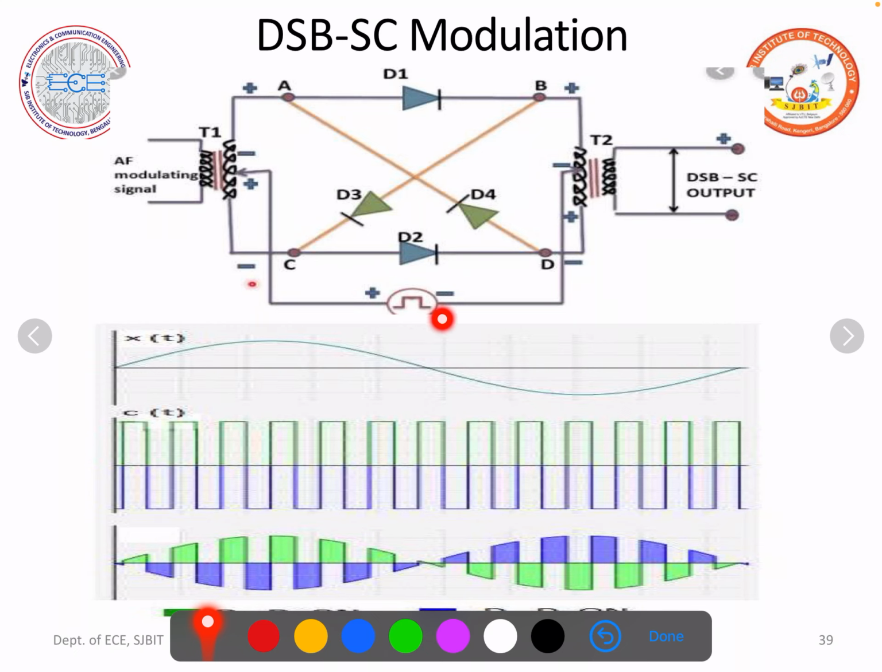Since we are using nonlinear devices like diodes, we will assume certain things: that the diodes are ideal and act as perfect switches with no delay. That means they switch on and off, controlled by the carrier signal.